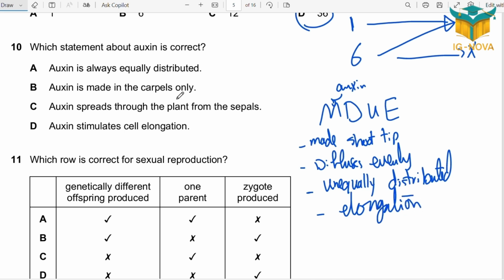So again, statements about auxin. Auxin is always equally distributed initially only. So wrong. Auxin is made in the carpel only. Mistake. Auxin is made in the shoot tip. Auxin spreads through the plant from the symbol. Wrong. From the shoot tip. So D is correct.